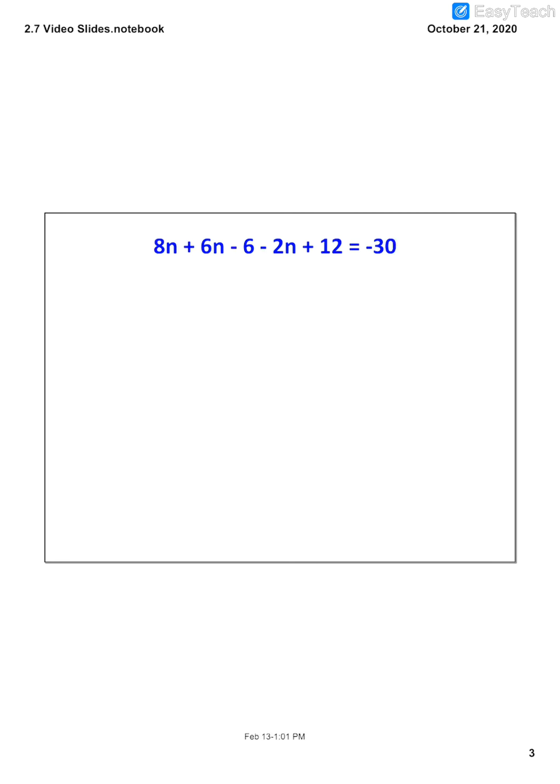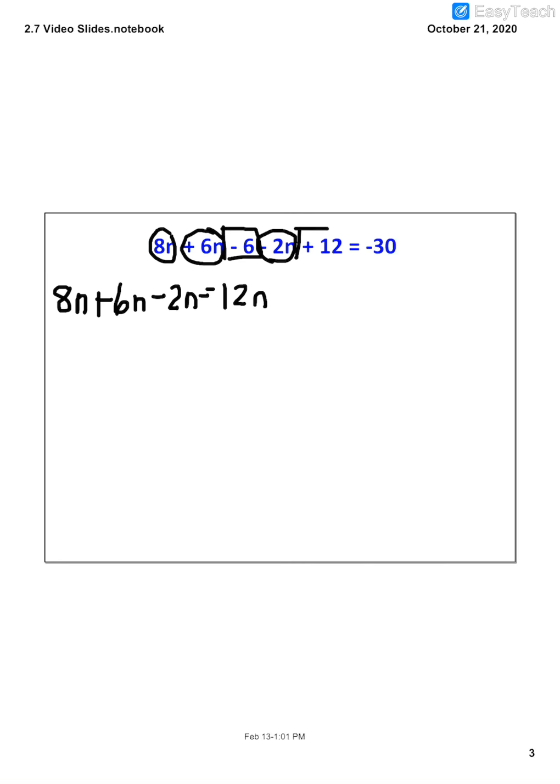So if I look at another example, I see that I have to combine like terms on the left side of the equal sign. So again, I'm going to use my shape method. 8n plus 6n minus 2n. So on the side, 8n plus 6n minus 2n. And I know that that gives me 12n. Negative 6 and positive 12 are like terms. Negative 6 plus 12 is equal to positive 6.